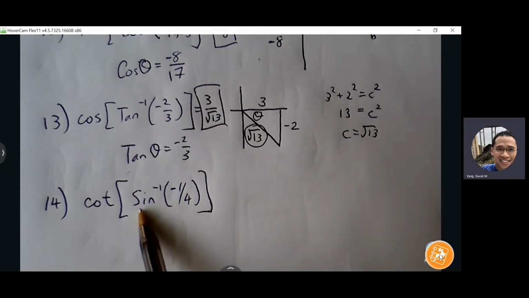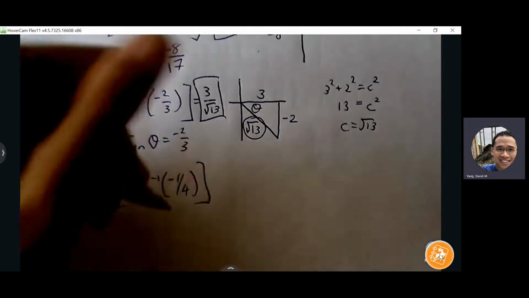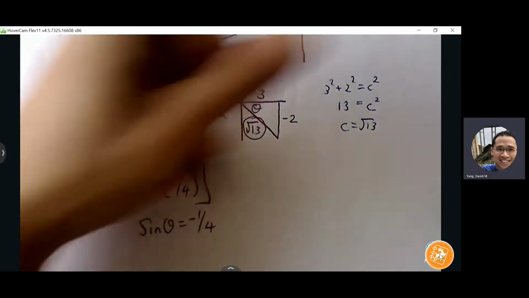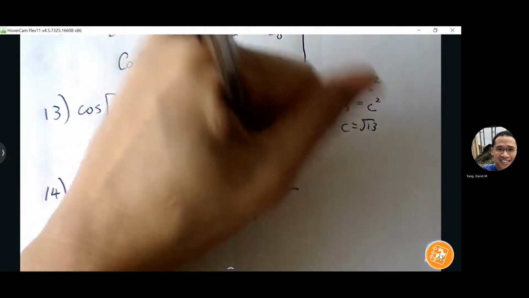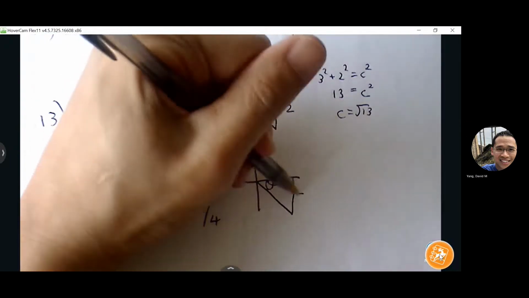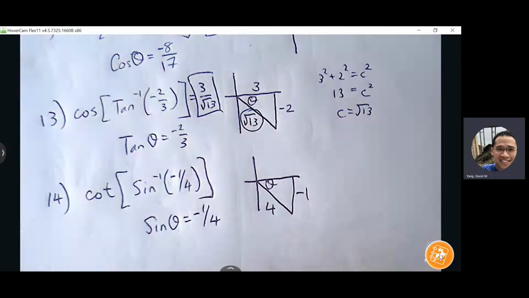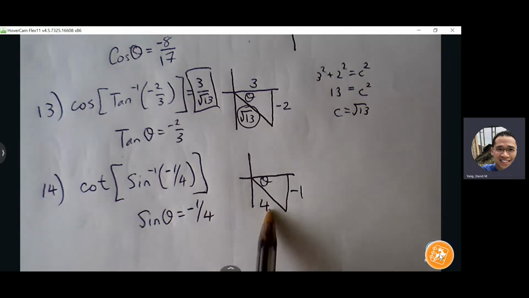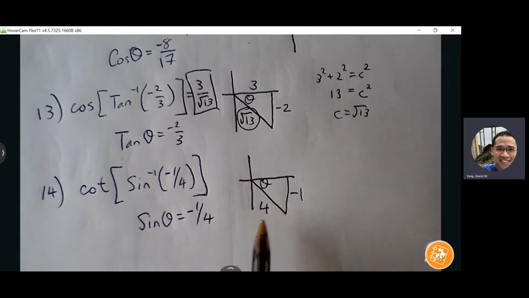Arc sine, uppercase S, with a negative here. What adjustment? Fourth quadrant. You know the negative is going to be with the 1, because the hypotenuse is always positive. Pythagorean theorem.